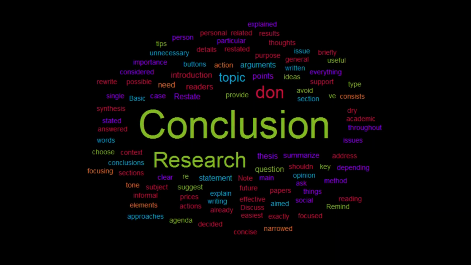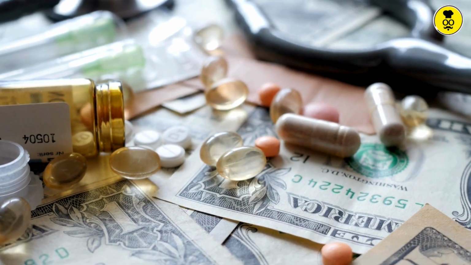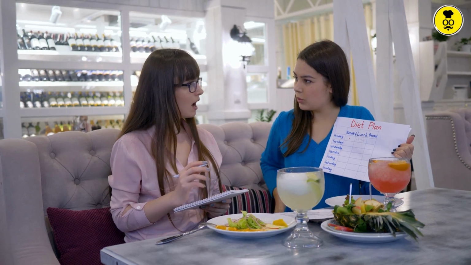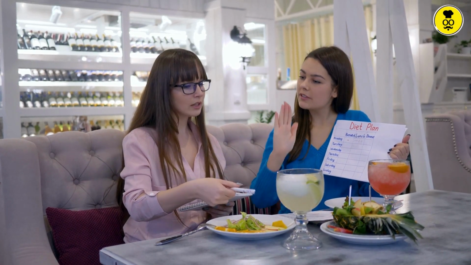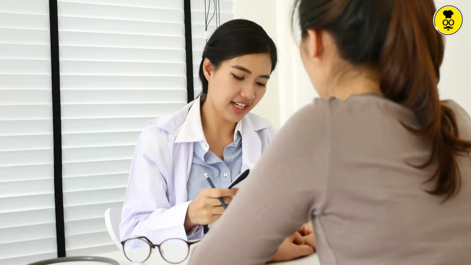Conclusion. Understanding tuberculosis, its causes, symptoms, and treatment is vital for the prevention and management of this contagious disease. While medical treatment is crucial, adopting a healthy diet that includes high-protein foods, fruits, vegetables, whole grains, healthy fats, and probiotic-rich foods can aid in supporting the immune system and promoting recovery. Consult a healthcare professional for personalized advice and treatment options.